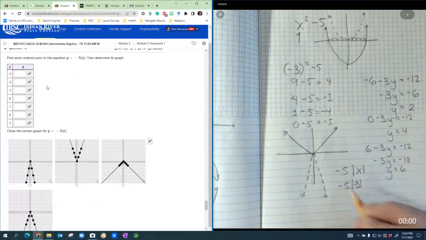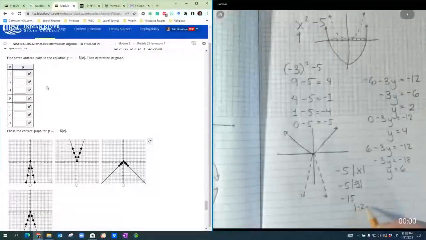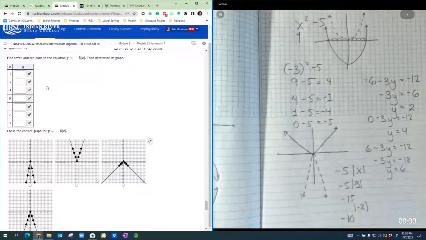So 3 times negative 5 is negative 15. Then when we go ahead and put in negative 2, it's 2 units away from 0. So it's going to be 2 times negative 5 is negative 10. So you get these coordinate points. All right. So then this is what we're looking for: the negative 15, the negative 10, and then you get a negative 5 because negative 5 times positive 1, and then 0 times anything is 0.